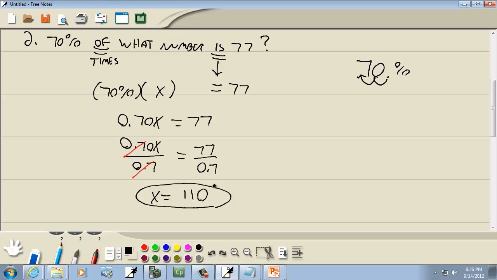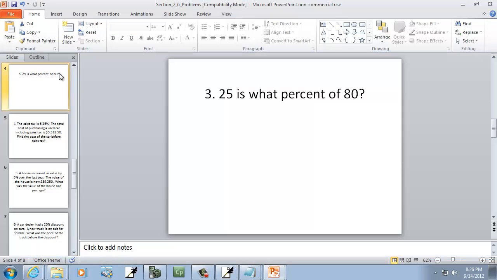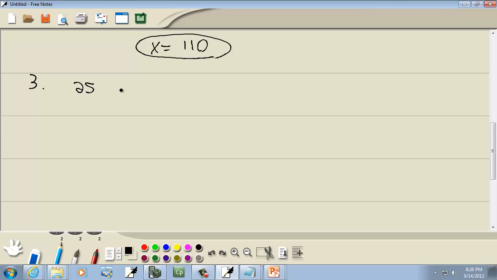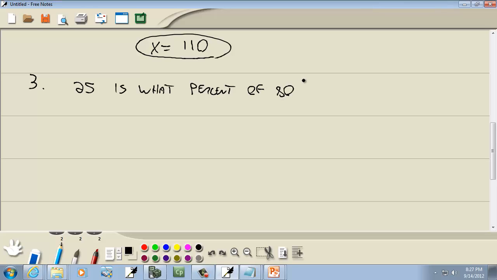Take a look at one more of those. 25 is what percent of 80? Now again, where is our equals, so this is an equals. 25 is before that, so I put 25 before the equals. The of is our times. What percent, that's going to be our x, times 80.